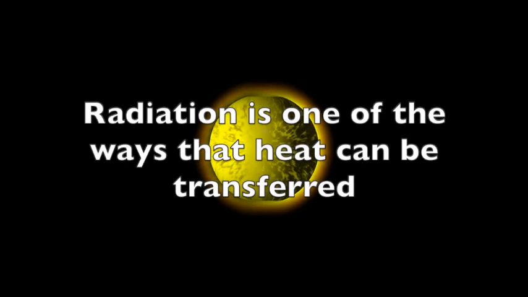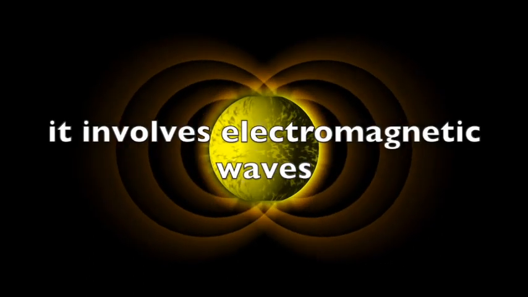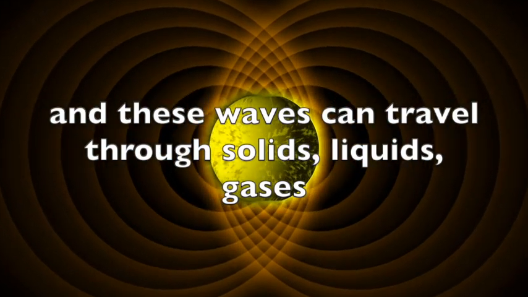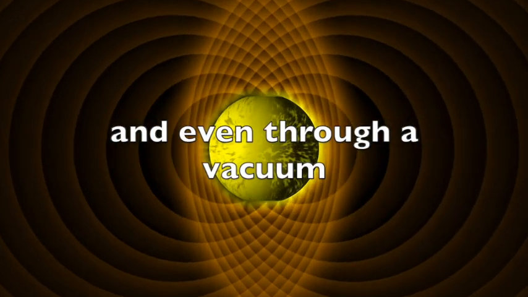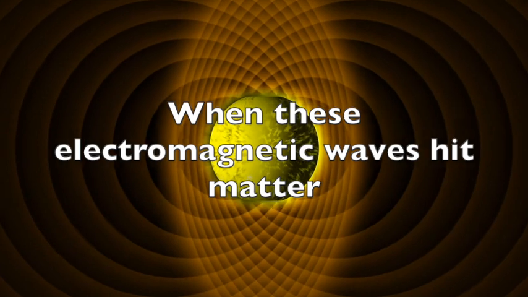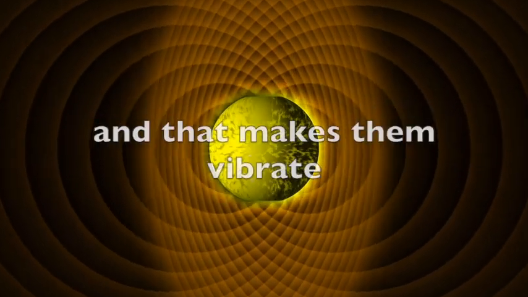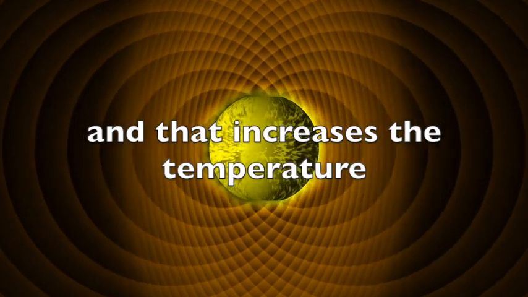So, in summary, radiation is one of the ways that heat can be transferred. It involves electromagnetic waves, and these waves can travel through solids, liquids, gases, and even through a vacuum. When these electromagnetic waves hit matter, they give the particles energy, and that makes them vibrate. And that increases the temperature.